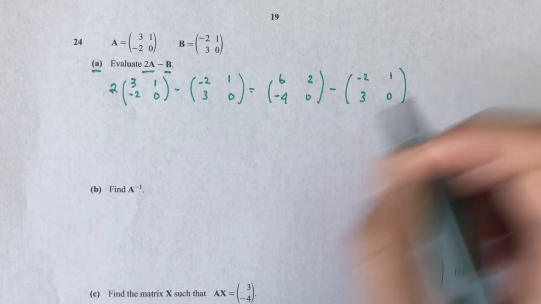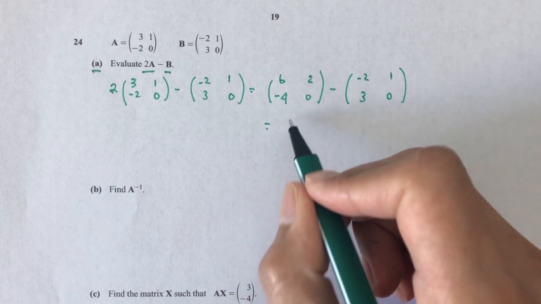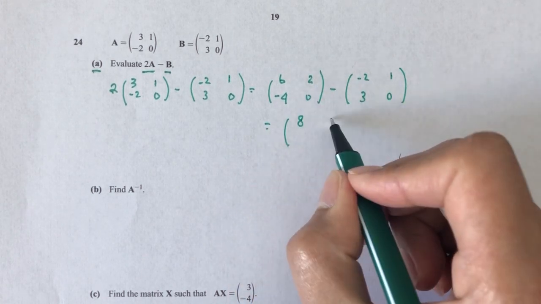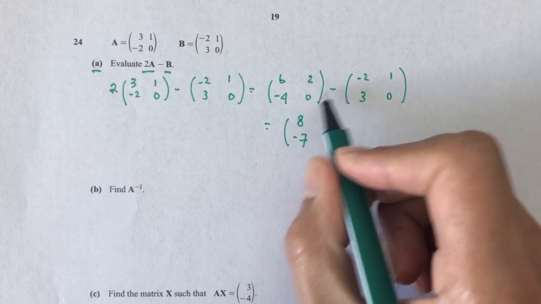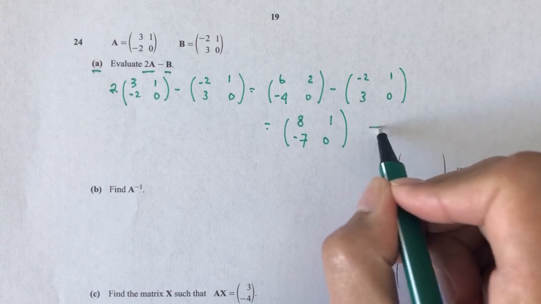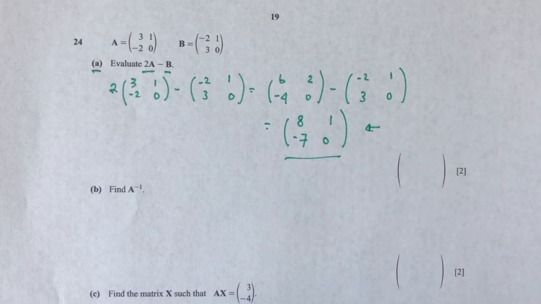So now we do it one by one. So 6 minus minus 2 will be 8. 2 minus 1 will be 1. Minus 4 minus 3 will be minus 7. 0 minus 0 will be 0. So your answer for part A will be this matrix.